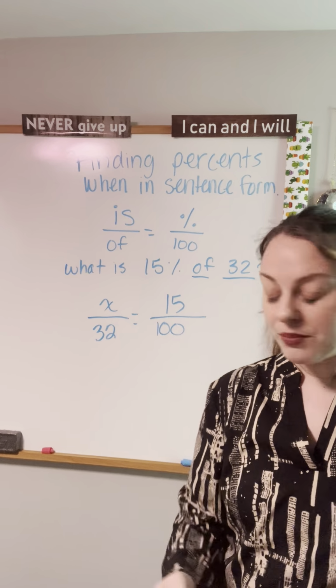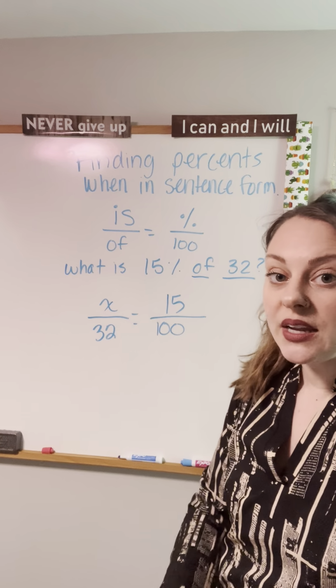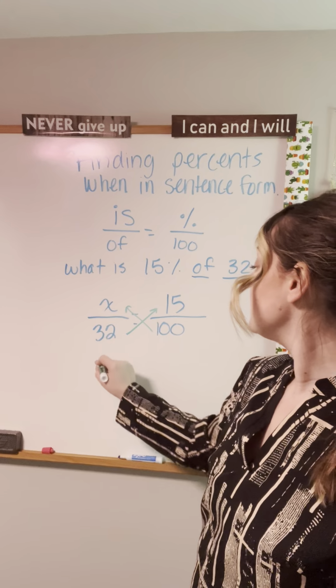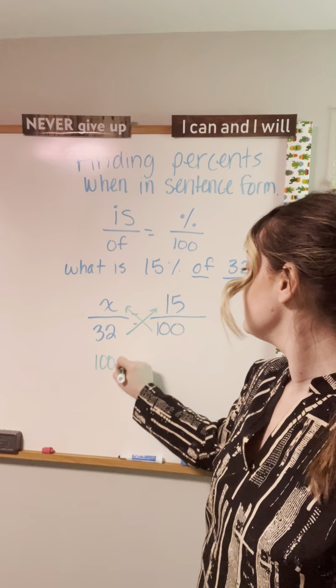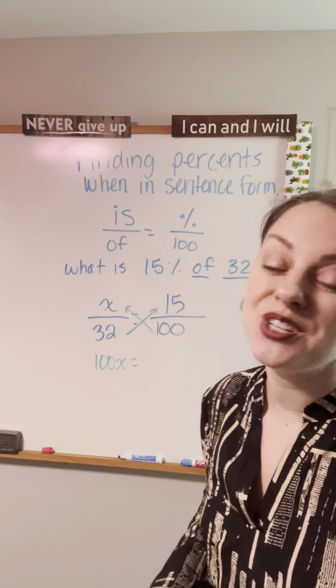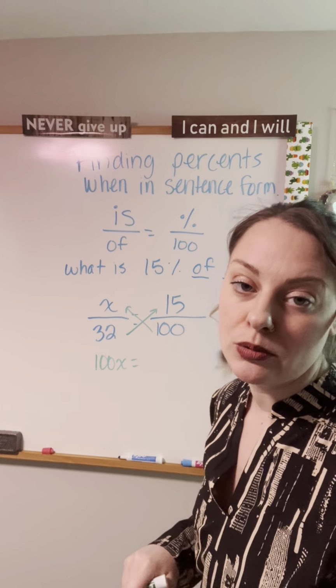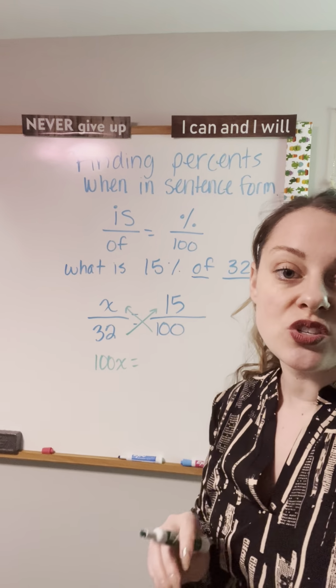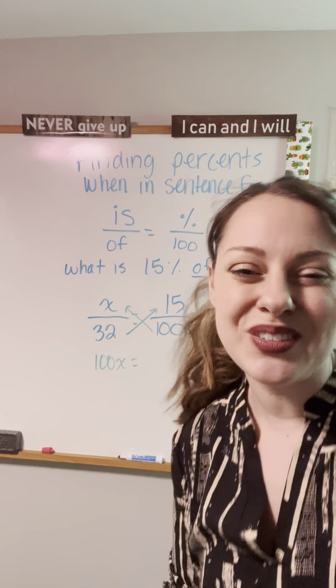All right. And now from here, we just cross multiply and divide. So I have, here we go, 100 times X is 100X. I love dividing by 100. You're just moving decimals, but I will show you the other way though. All right, and then 32 times 15, just to make sure this is a shorter video, I already did the math. I'll do it for you, whatever.